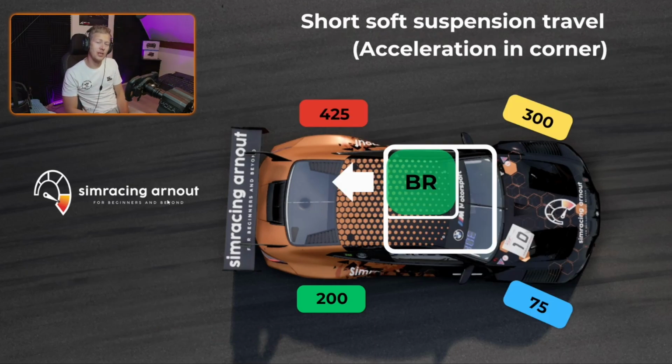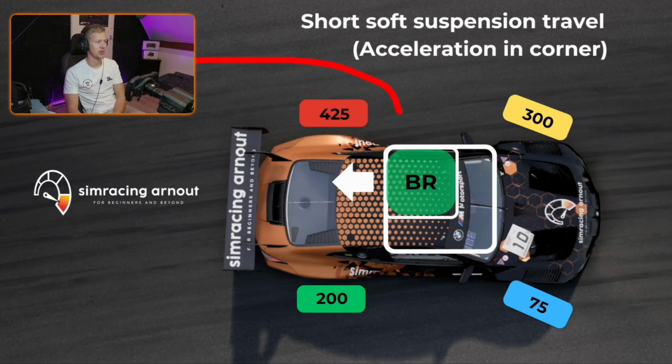Now let's talk about the same situation again when we are on throttle and we have a short and maybe stiffer suspension, or at least short suspension travel. Now when you're on throttle and you're cornering, the outside tire is going to pick up more of that weight because the suspension is just not coping with the asphalt.